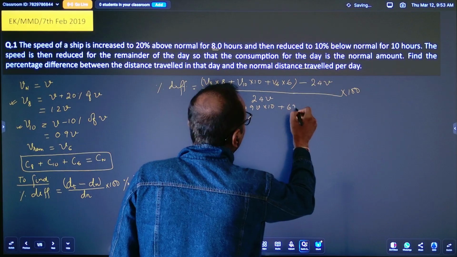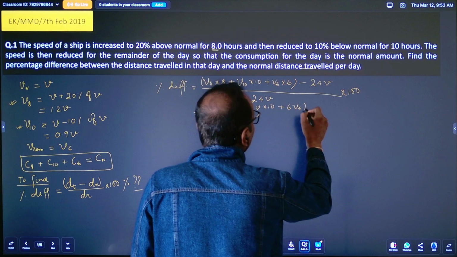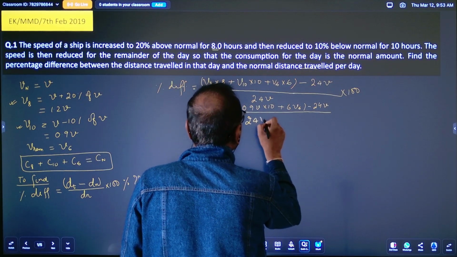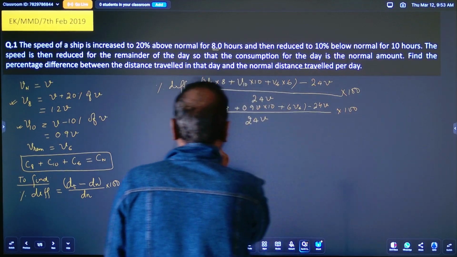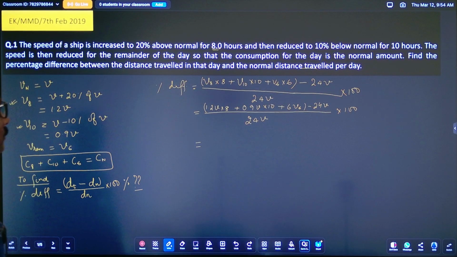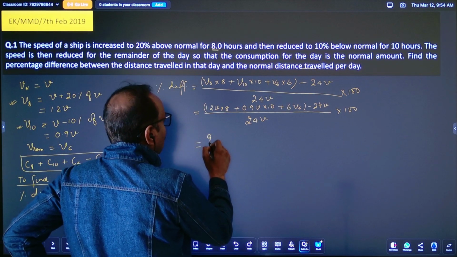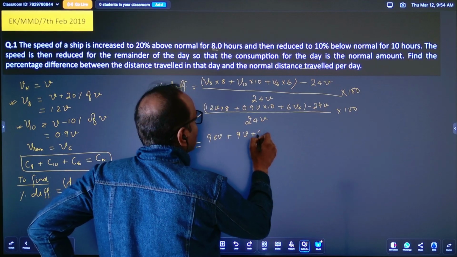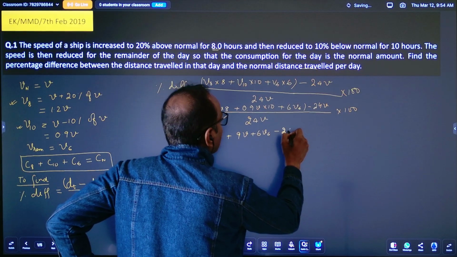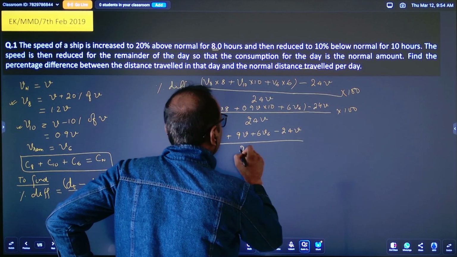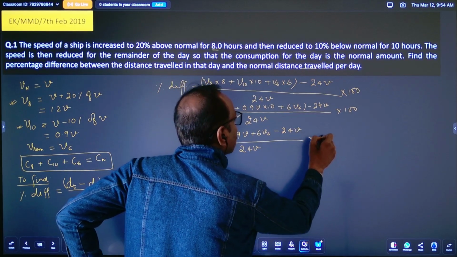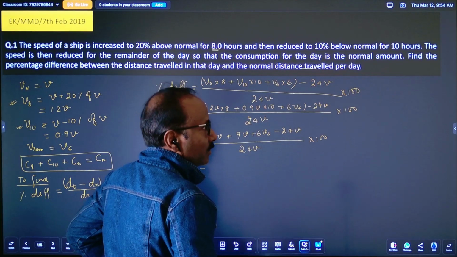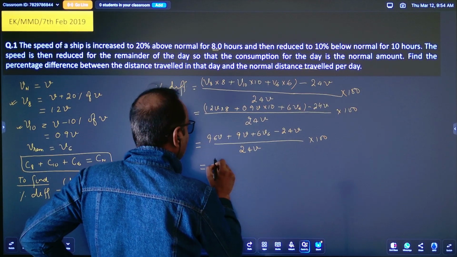V6 we do not know. V6. So how much is this? 9.6 V. This one is 9 V. 6 V6 minus 24 V divided by 24 V into 100. 18.6. 18.6 minus 24 is 5.4 V with negative sign.